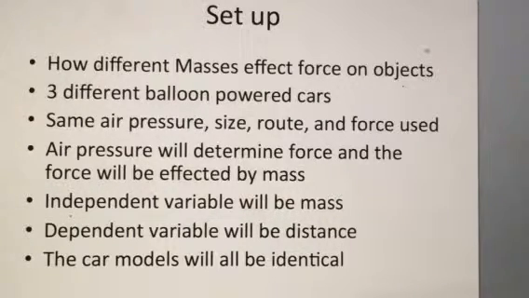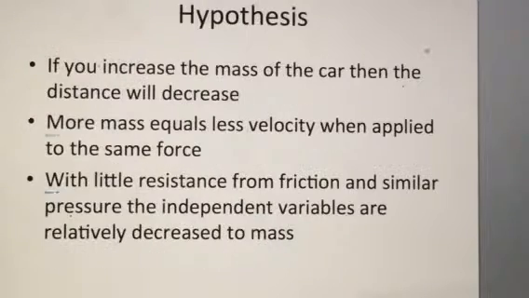Air pressure would determine the force, and the force would be affected by the mass based on each car. The independent variable for this experiment was the mass. The dependent variable was the distance, and it was important that all car models were identical in each way, so there were no changes in variation.